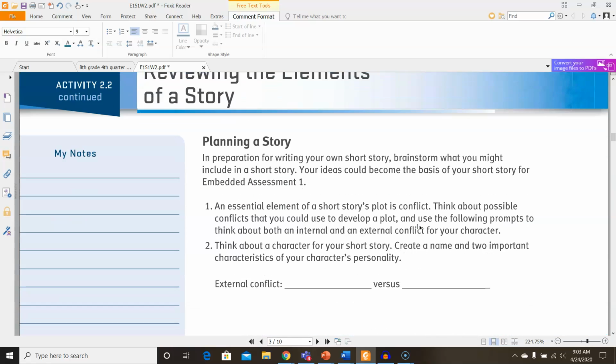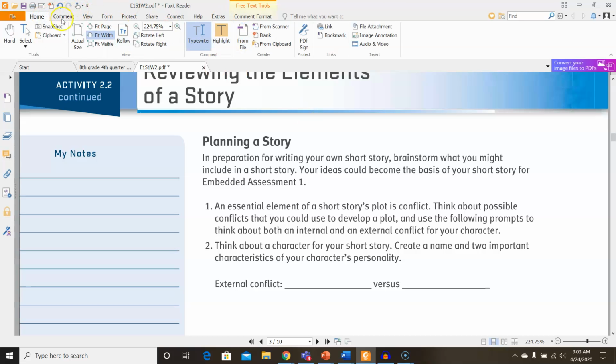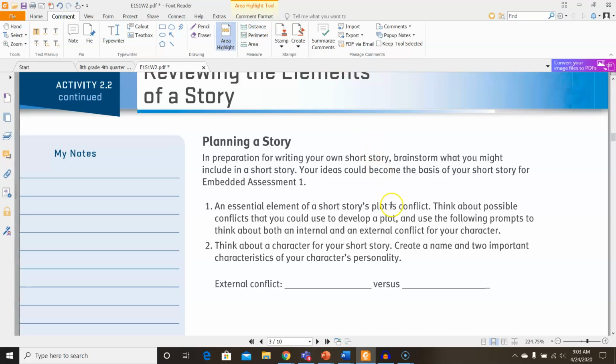So, continuing, we have this thing that says planning the story. In preparation for writing your own short story, brainstorm what you might include in a short story. Your ideas could become the basis of your short story for Embedded Assessment 1. An essential element of a short story's plot is conflict. Just like I was talking about, it needs to have some kind of problem that happens. Think about possible conflicts you could use to develop the plot and use the following prompts to think about both an internal and an external conflict for your character.